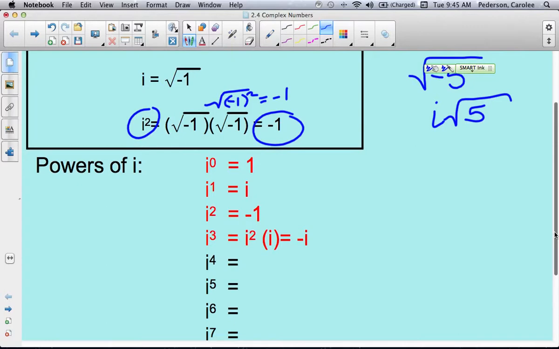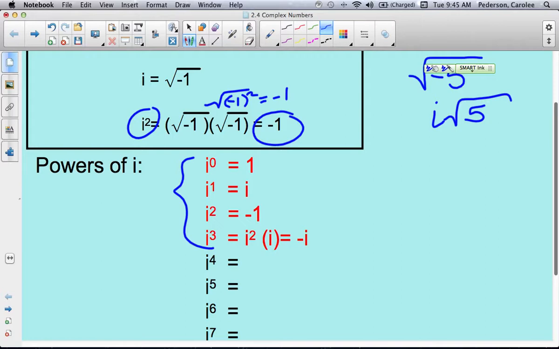Give you a little time to write that down. And then there are higher order powers of imaginary numbers. And what happens is they start to repeat a pattern. And the pattern are the first 4 in the red.